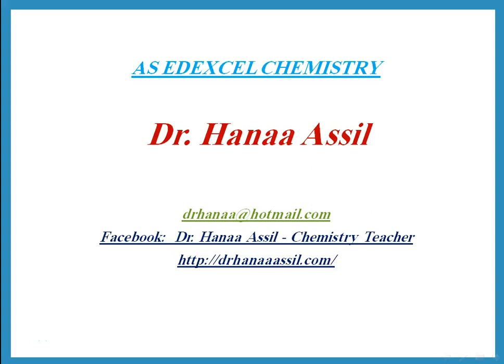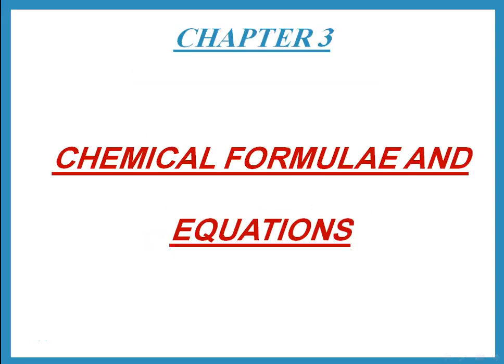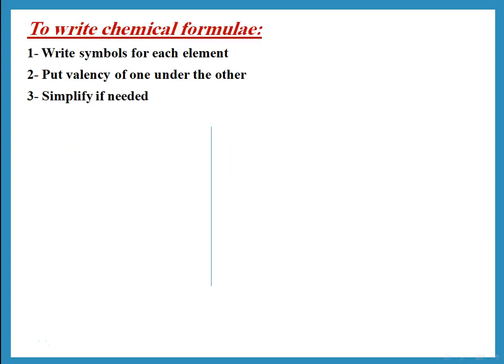Okay, hello again. This is the third chapter on chemical formula and equations. We're talking about basically how to write chemical formula. You should know how to write chemical formula at this point, but let's go over the basics. We know that to write a chemical formula, the first thing you do is write the symbols for each element and then put the valency of one under the other.